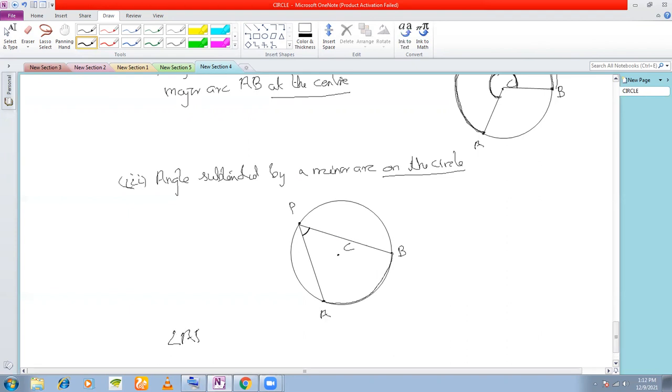Angle APB is called the angle subtended by the minor arc AB on the circle. I underline on the circle. This is not at the center. Is this difference clear now? At the center, on the circle. You can take any point actually. You can take another point Q and then you can join.